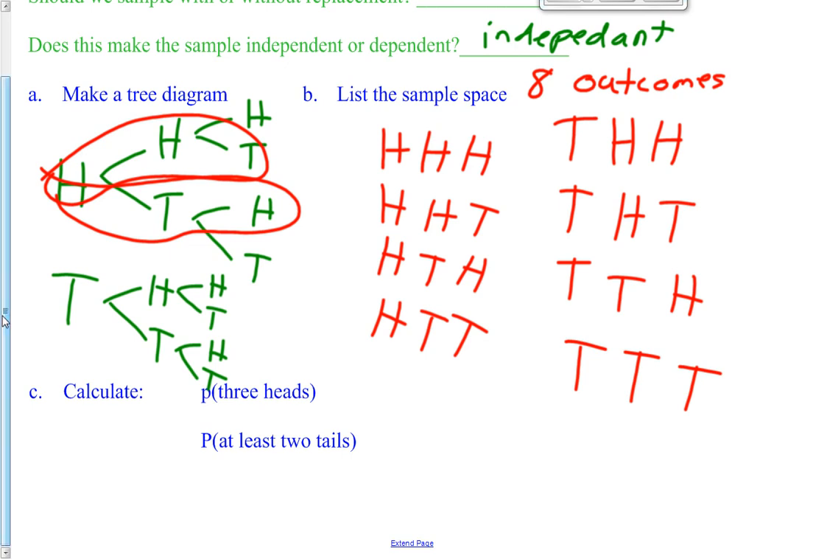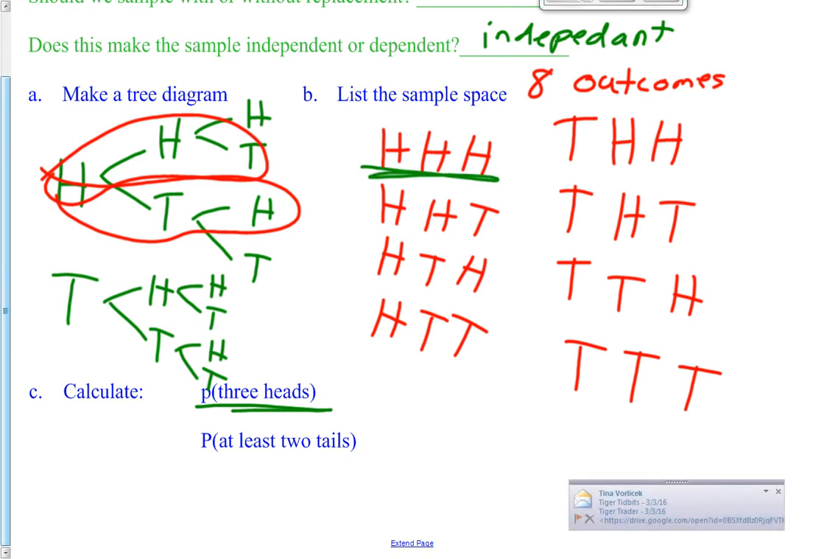Letter C, calculate the probability of flipping 3 coins and all 3 of them landing up to be heads. Well, there's 1 HHH. So there's 1 possible out of 8 total. So the answer is 1/8.